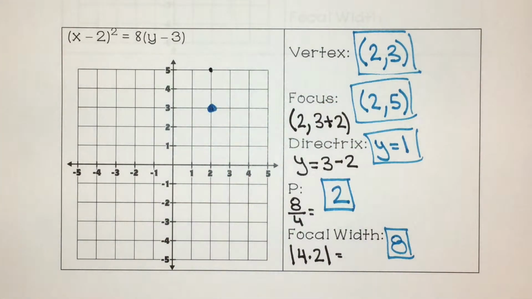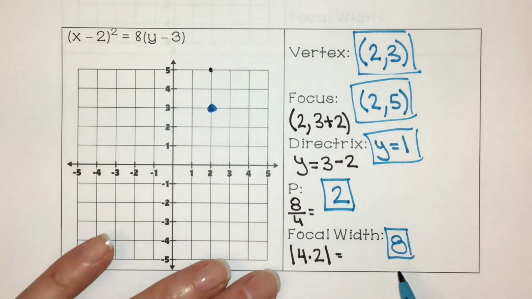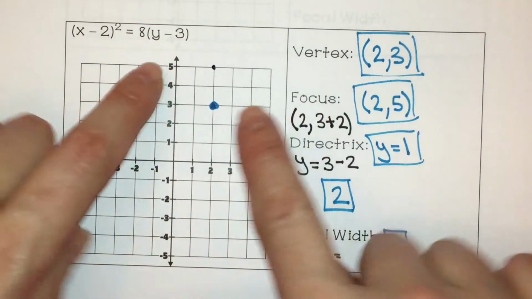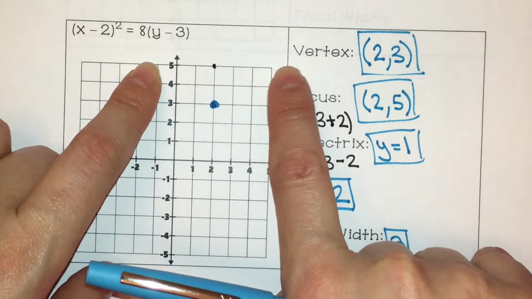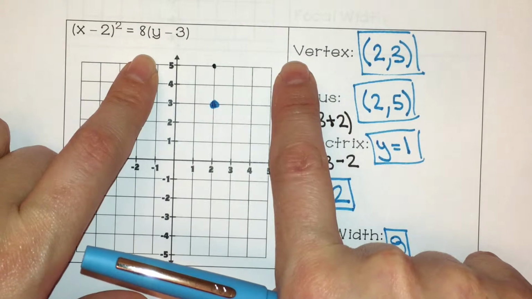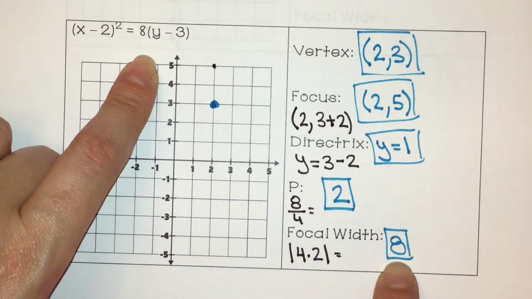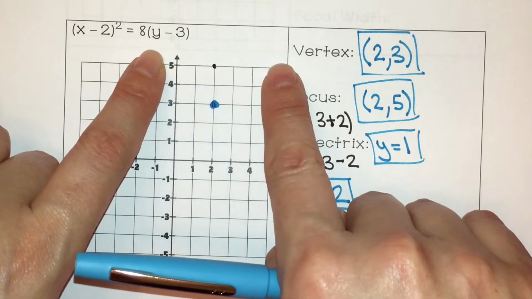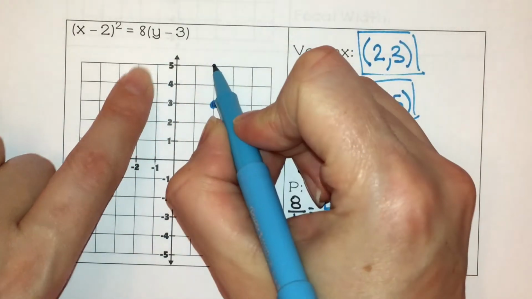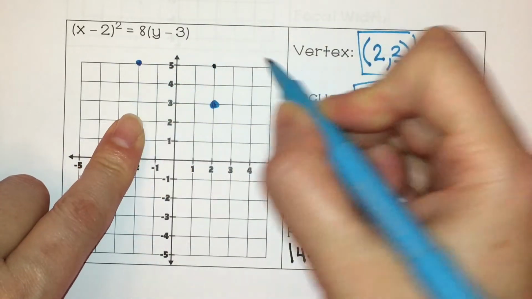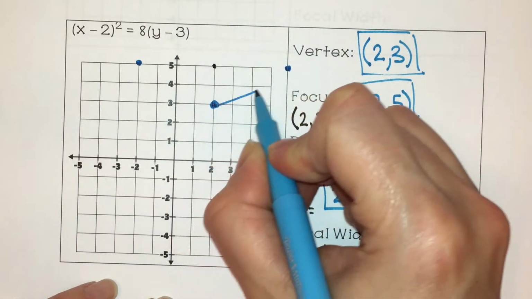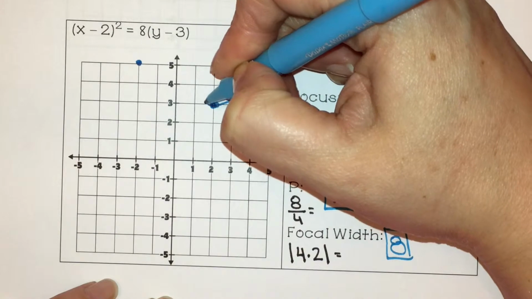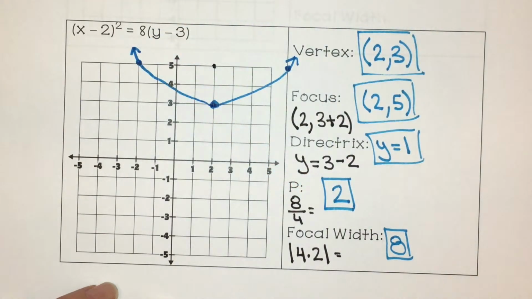Okay, the next thing that I'm going to use is my focal width. This will give me 2 more points on my graph. The focal width tells me from the focus the distance out to the next 2 points. So the distance between these 2 points is going to be 8. So that means it will be 4 on either side of the focus. So I'm going to go out 1, 2, 3, 4, and 1, 2, 3, 4. Okay, and so I'm going to go from my vertex up to this point. I'm just going to continue the graph going up from the vertex out to this point.